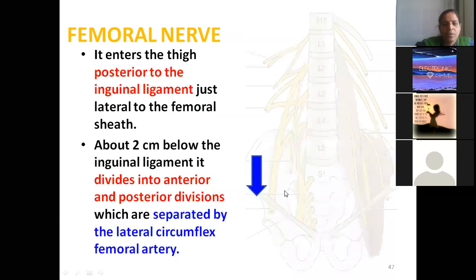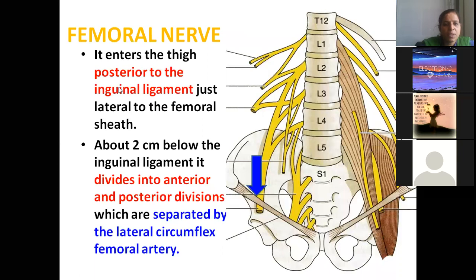Now we know the femoral nerve enters the thigh, going behind the inguinal ligament, just lateral to the femoral sheath. That means the femoral sheath is enclosing only the femoral vein and artery. It's not enclosing the femoral nerve. About 2 centimeters below the inguinal ligament, it divides into anterior and posterior divisions.